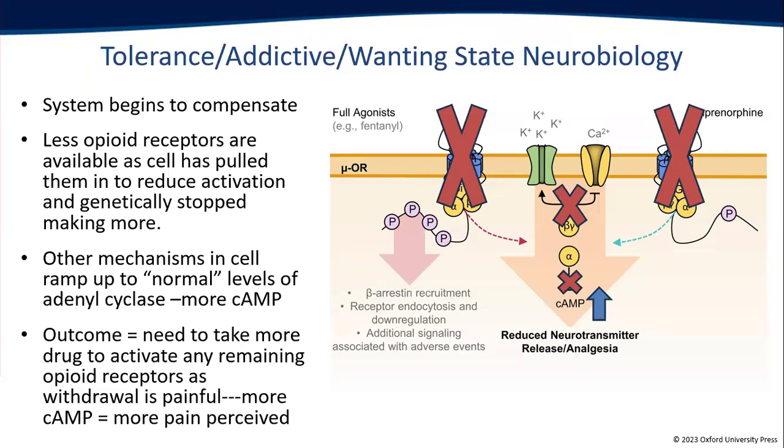Additionally, this turns other systems on inside the cell, because there are lots of systems inside the cell that can activate adenylyl cyclase and cyclic AMP, and they start to compensate, right? They're trying to bring things back up to the pre-tolerance level. They're just trying to bring you back up to baseline. So now it's a push-pull state. You're taking more opioids because the body's trying to compensate by raising cyclic AMP. You feel pain, you've got to take more opioids. It's just a cat chasing its own tail, right?